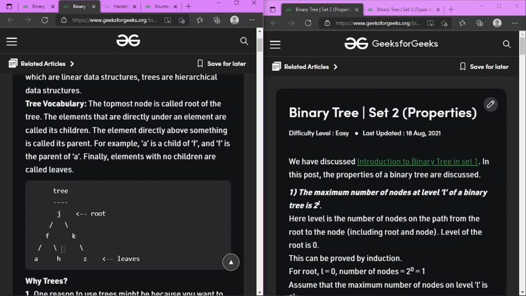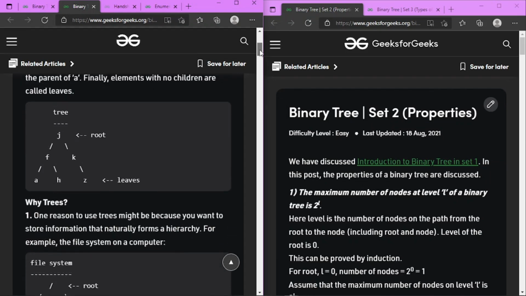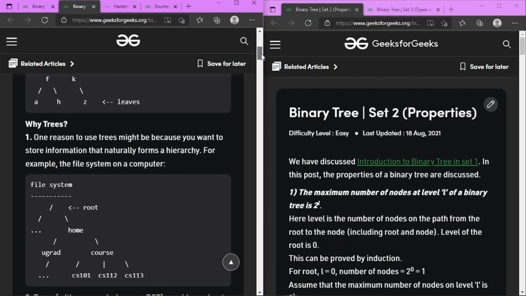And this tree name came from its structure. If you invert this triangular shape, it is just like branches of a tree that come out from a particular root element, or you can also see it as the roots under the ground of a tree. So this name was taken from its similarity to nature.